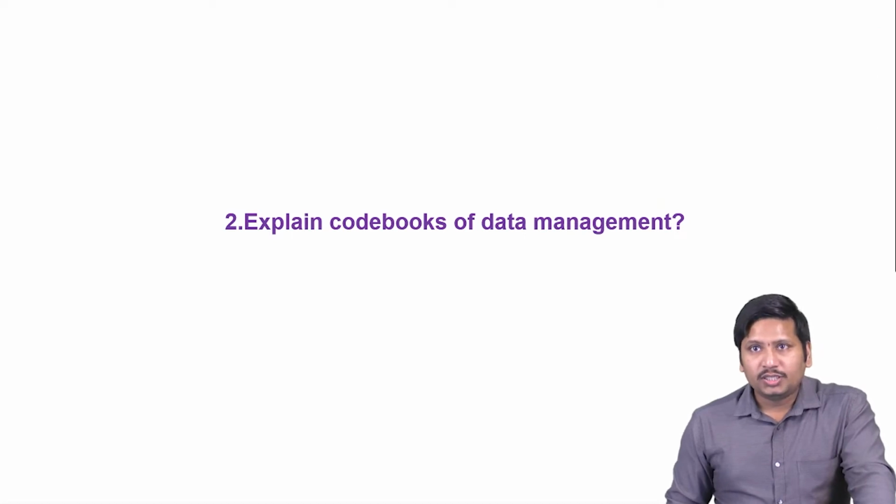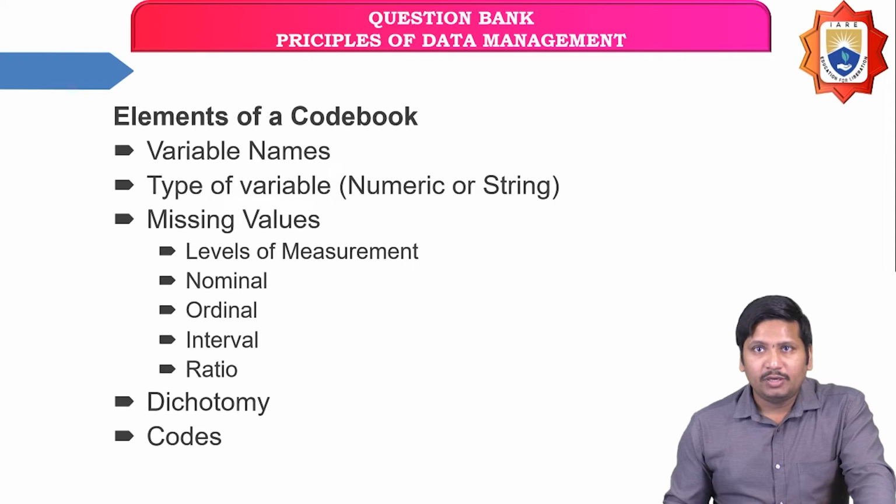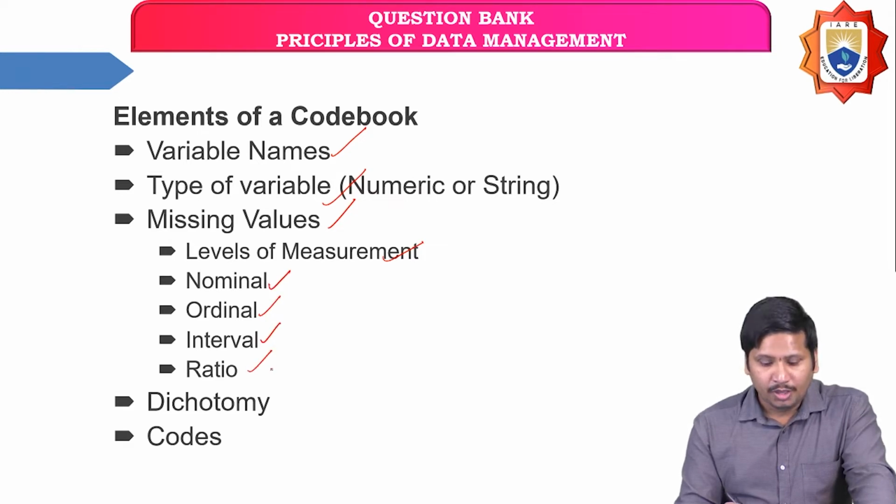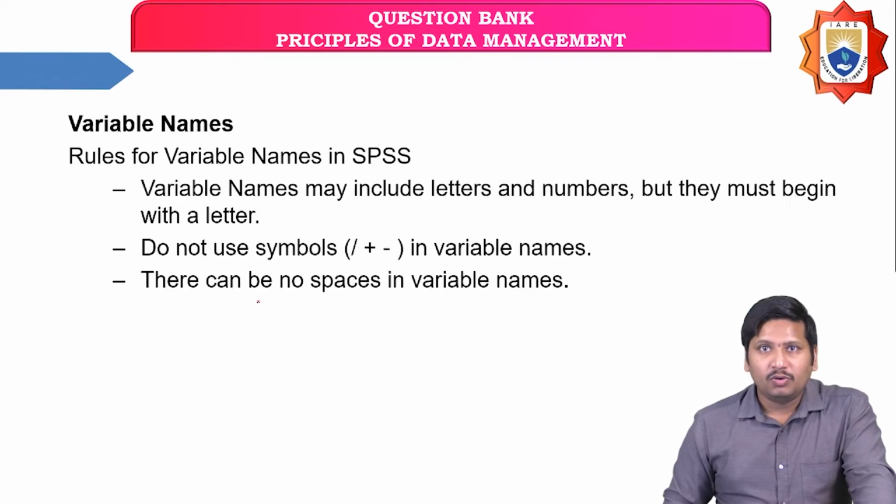And the second question is to explain the code book of data management. The elements of this code book are variable names, what type of variable it is, either numeric or string, the missing values, and what kind of level of measurement we have, like nominal, ordinal, interval and ratio, dichotomy, and then the code. So these are the various elements of the code book.